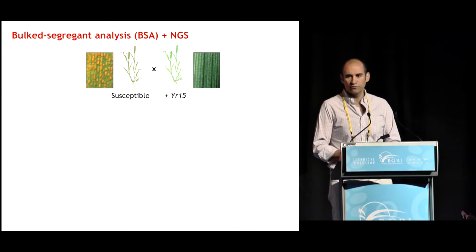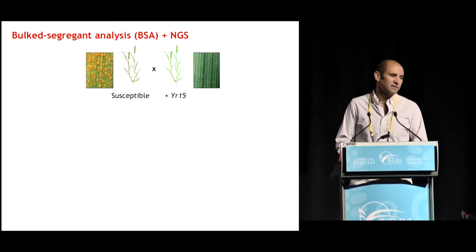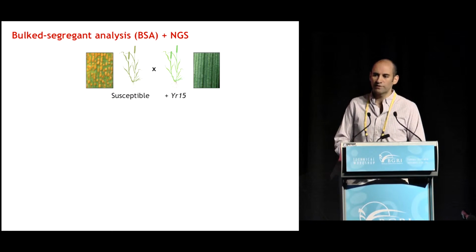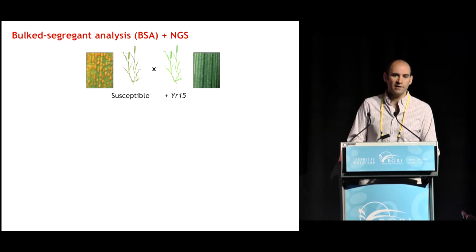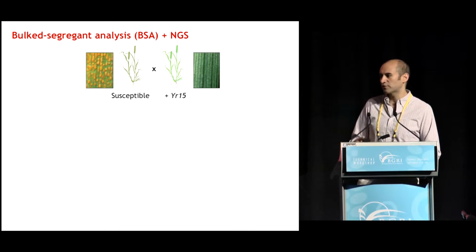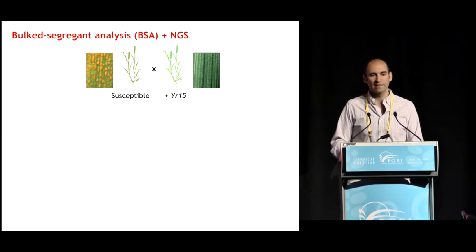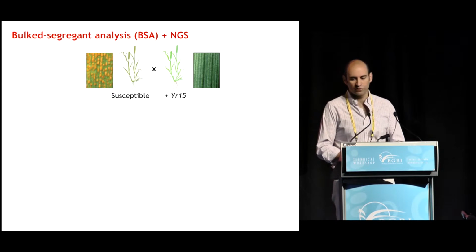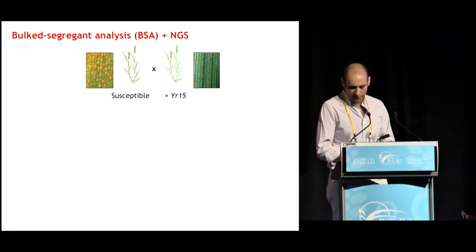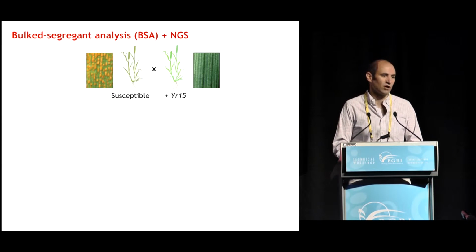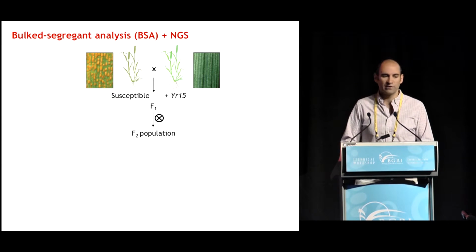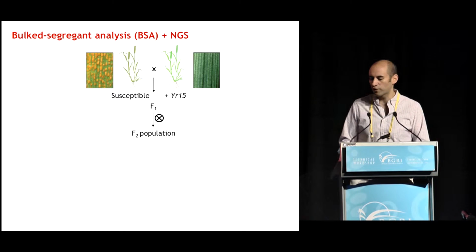In this case, what we did is we took a gene called Yr15. This is a gene that's quite important. It's quite effective, I think, in all your countries. We are using it because it was very important in the UK, but the breeders were using, at that moment, microsatellite markers that were not really diagnostic in lots of the germplasm they were using. So we took the susceptible line and we crossed it to Avocet Yr15. So we generate an F2 population that's segregating for Yr15.